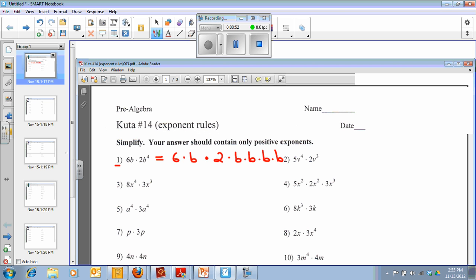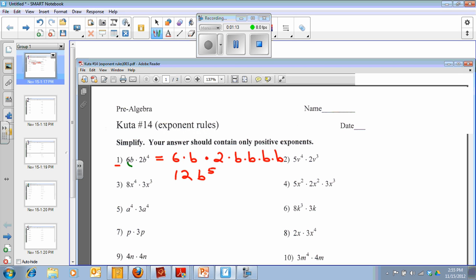So if I wanted to simplify that, it should be obvious that I'm going to multiply the coefficients. So a positive 6 times a positive 2 is a positive 12. And then I have b to the 5th power. So that's expanded form. And students, if you're having trouble doing any of these problems, try to do expanded form. But here would be the shortcut by applying the rules.